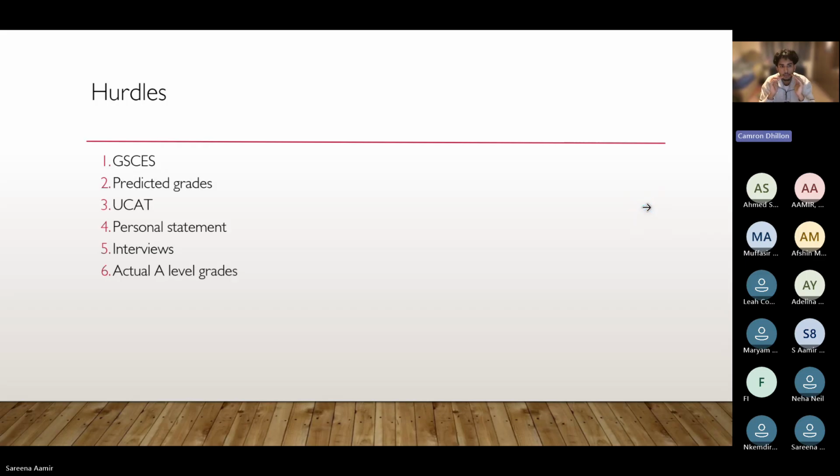Whenever I talk about my journey to dental school and how I got in, I like to split it up into 6 stages. These are the 6 hurdles I had to face, the main ones: GCSEs, predicted grades, UCAT, personal statement, interviews, and then your actual A-level grades.